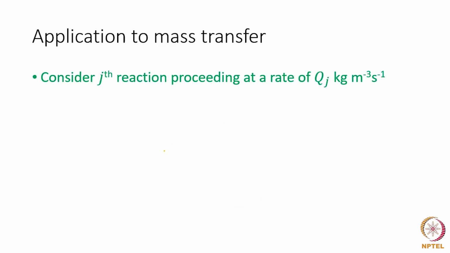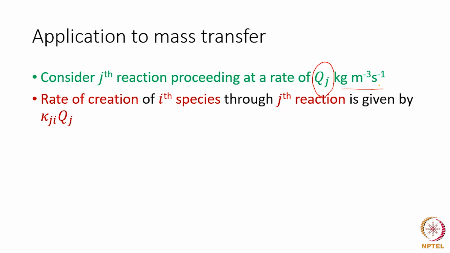Okay, so the way we apply this to the mass transfer is as follows: if the jth reaction is proceeding at a particular rate given by a quantity Qj, and the units are kilograms per unit volume per unit time. So in 1 unit volume, how fast is that reaction proceeding? This quantity Qj can be positive or negative to tell the reaction taking place in the forward or reverse direction. And once that is available, then we can say that the rate of creation of the ith species through the jth reaction is given by a particular term that is given here: kappa ji into Qj. That actually gives you the rate of creation. The reason is that the kappa is the coefficient, and Q is the rate, and when we multiply, we should get what fraction of this mass is actually created because of the species i.